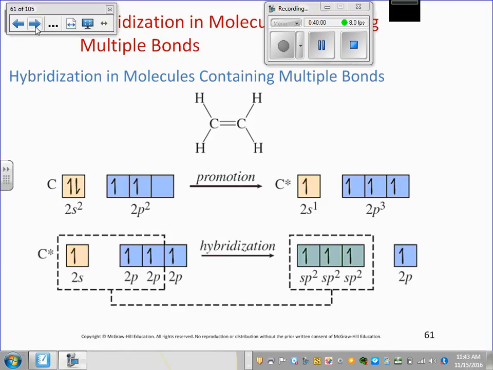So these p orbitals overlap. So that's what creates the double bond. So now I have 2 electrons here, and I have 2 electrons in the p orbitals. A double bond is 4 electrons. We call this part of the double bond a sigma bond. And this part, where the p orbitals overlap, we call that a pi bond.